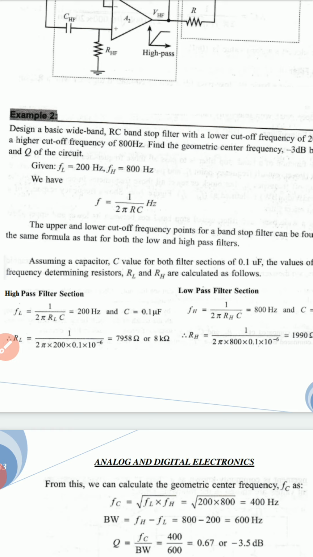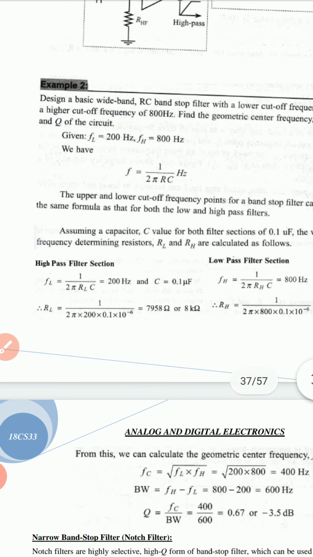So what are the given things here? FL is equal to 200 hertz and FH is equal to 800 hertz. So we have the frequency formula: F is equal to 1 by 2 pi RC.